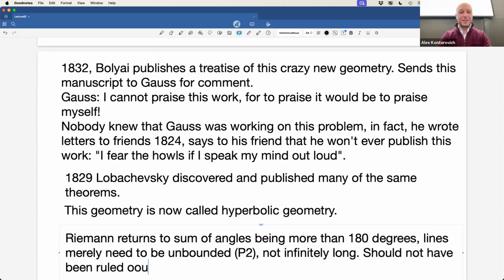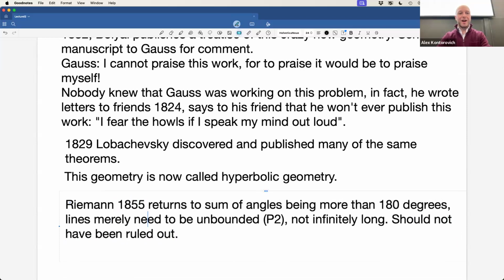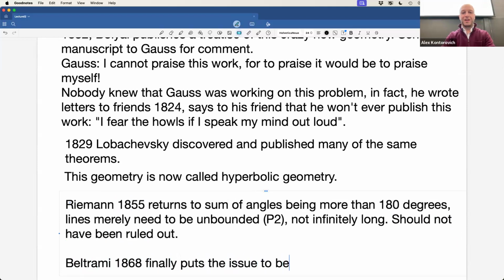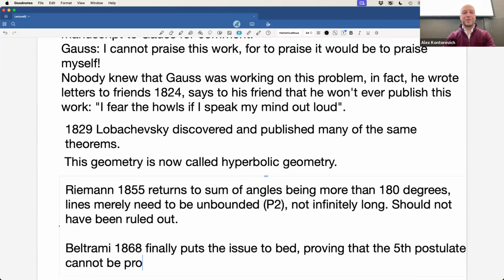And finally, the entire question is put to bed. Riemann is around the 1850s. I'll put a random number here, 1855. By Eugenio Beltrami. So Beltrami in 1868 finally puts the issue to bed, proving that the fifth postulate cannot be proved from the other ones.